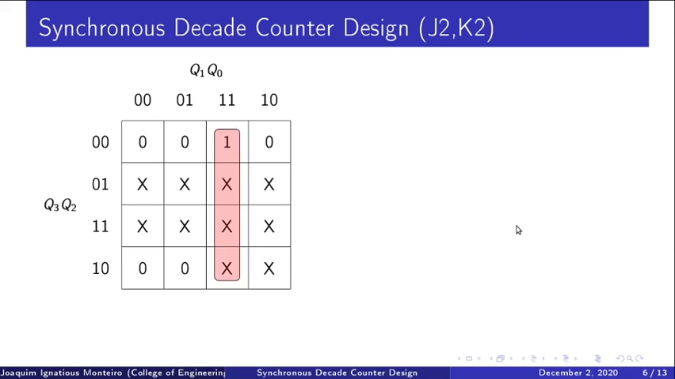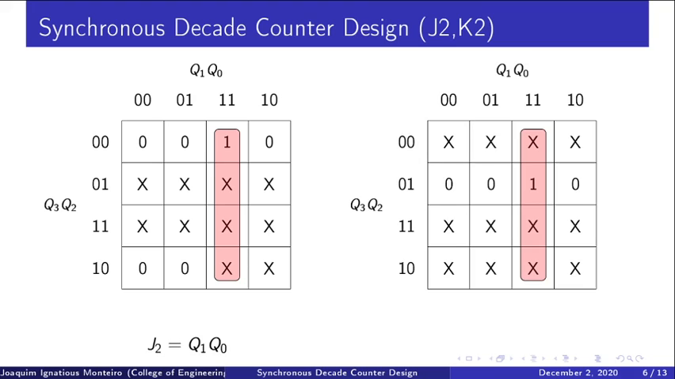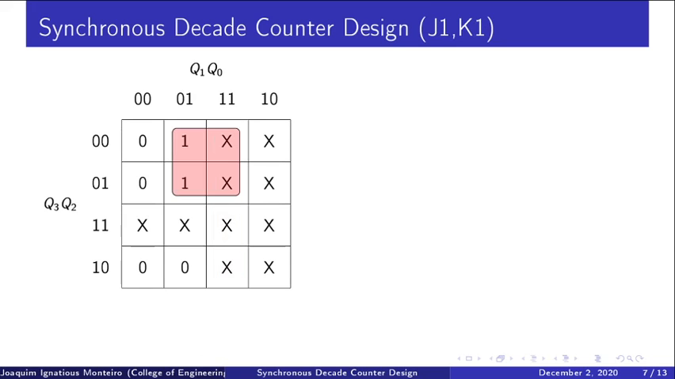Then K3, then K1 means K2, right? This is J2 K2, that is for the designs. Then in the term Q1 Q0, this is Q1 Q0, and again K2 is again Q1 Q0, right? And J1 comes as Q3 bar and Q3 bar Q0, Q3 bar Q0.